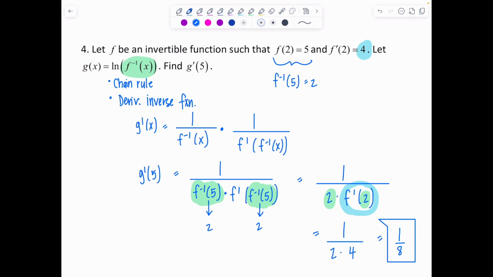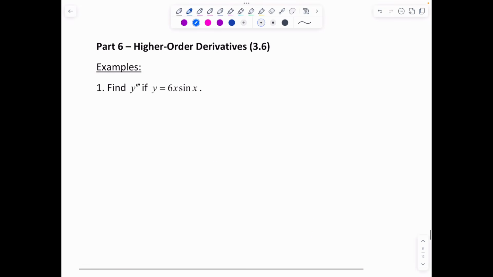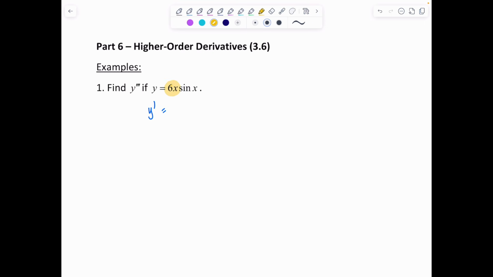Last idea is with higher order derivatives. Are you ready? Find y triple prime if y equals 6x sine x. Okay, let's keep our wits about us and differentiate thrice. Oh yeah. So y prime, it's product rule time. Let me treat 6x as one function and then sine x as the other one. Okay, 6, leave sine x alone. And then now leave 6x alone. Derivative of sine x is, good, cosine x. First derivative's done. Keep it going. Y double prime. Derivative of 6 sine x is 6 cosine x plus product rule again.